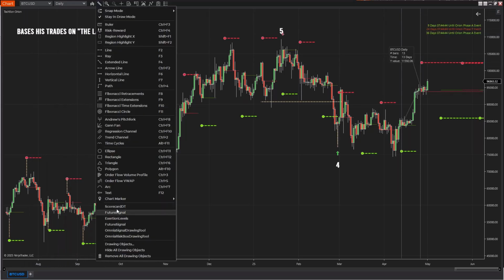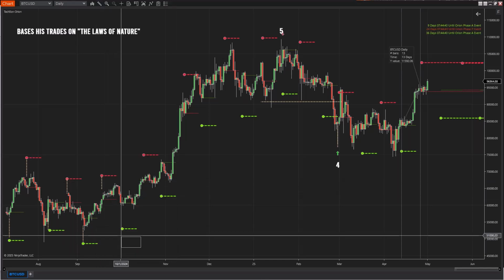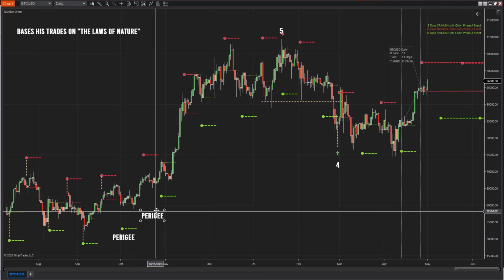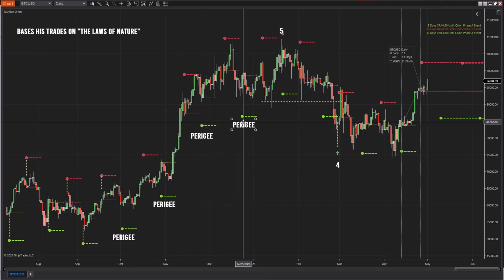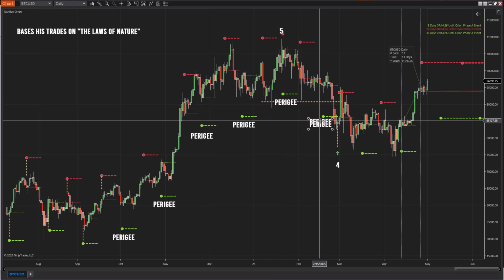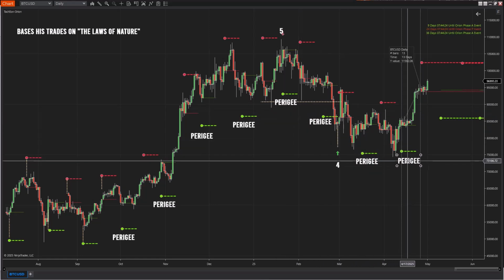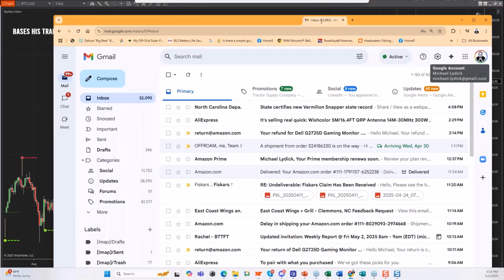So everywhere you see a green signal is a perigee of the moon to the earth. That is a point in the moon's rotation around the earth in its orbit that it is closest to our planet. Let me show you a quick diagram.